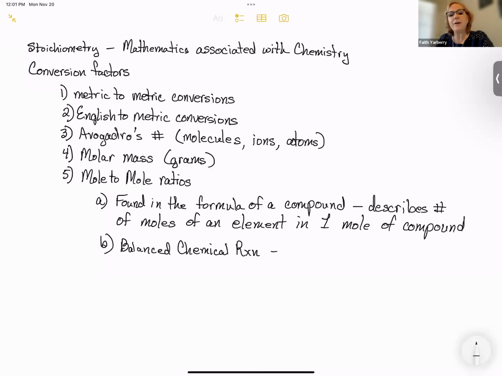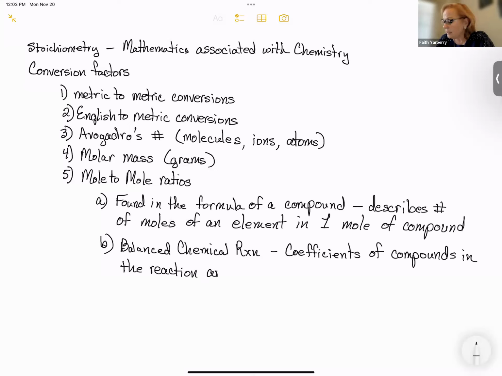When we look at the balanced chemical reaction, the coefficients of the compounds in the reaction are describing the mole-to-mole ratio between those compounds.